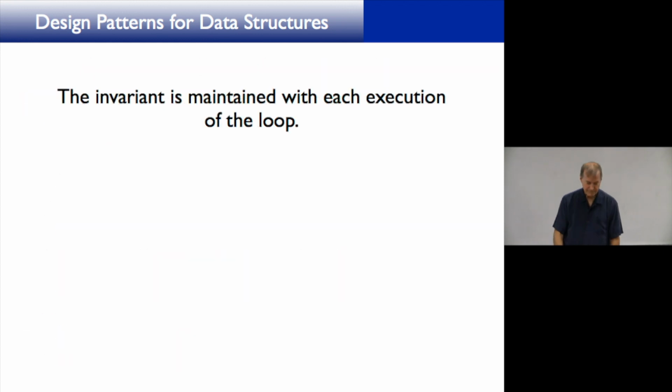And then we have to show that the invariant is maintained with each execution of the loop. Now, I don't want to write all this stuff down, and there is an argument in the book, but let me just go through it verbally and make that argument. Okay, so let's go back here to figure 4.17.